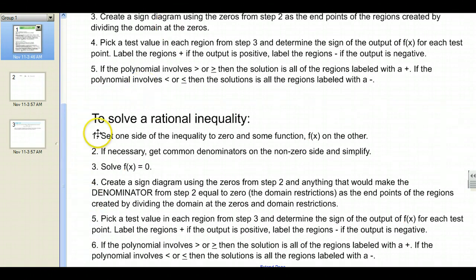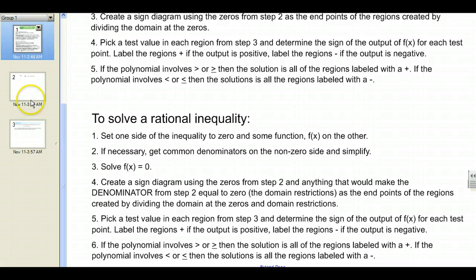So it's basically the same thing you did before for polynomials, but the thing that's different is, first of all, you possibly need to get common denominators when you group everything to one side. The other thing is, after you've set it equal to 0 and solved what makes it equal to 0, you also need to come up with what makes the denominator equal to 0. Both of those things are what you're going to use to carve up your regions. Everything else beyond that is the same. So the extra step was getting common denominators, and also including what makes the denominator 0 rather than just the numerator.